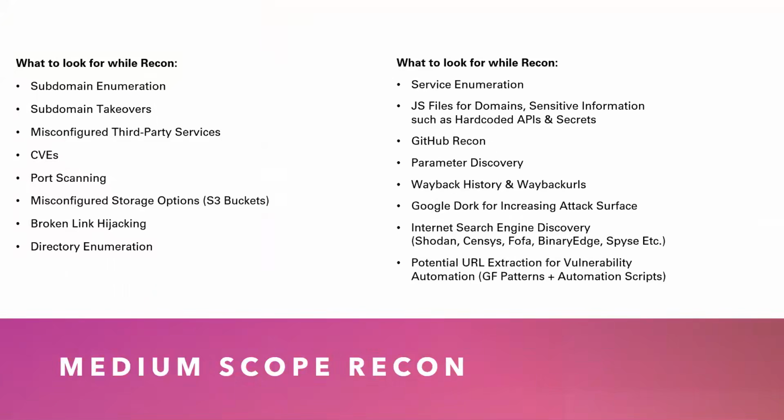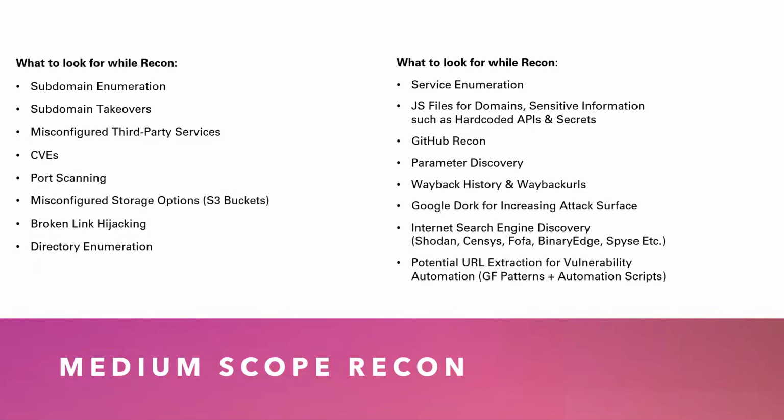Now, let's look at medium scope recon. In medium scope recon, most of the things stay the same except for a few. Here we look at subdomain enumeration because star.target.com is in scope. So subdomain enumeration is really important. Further, you can perform subdomain takeovers. You can check for misconfigured third-party services. You can check for misconfigured storage options like S3 buckets. You can go for GitHub recon, and a lot of times we find a lot of good things on GitHub. And further, you can perform Google dorking for increasing the attack surface, finding more subdomains.